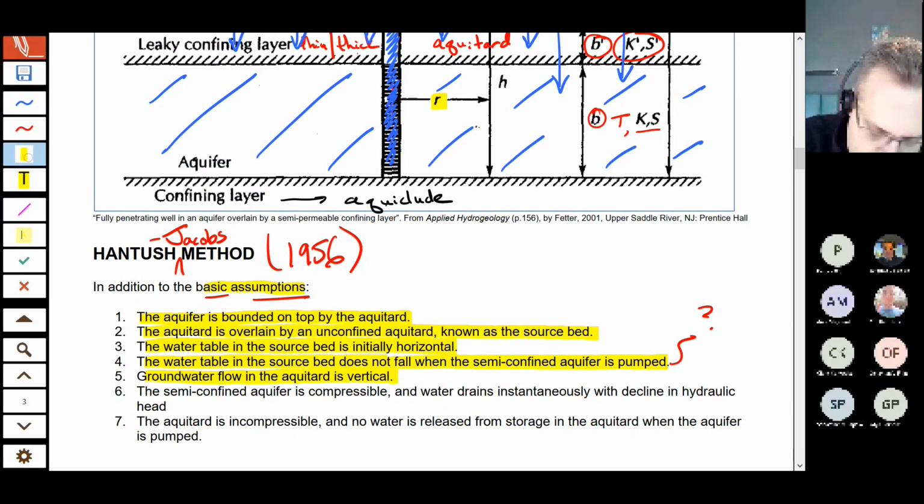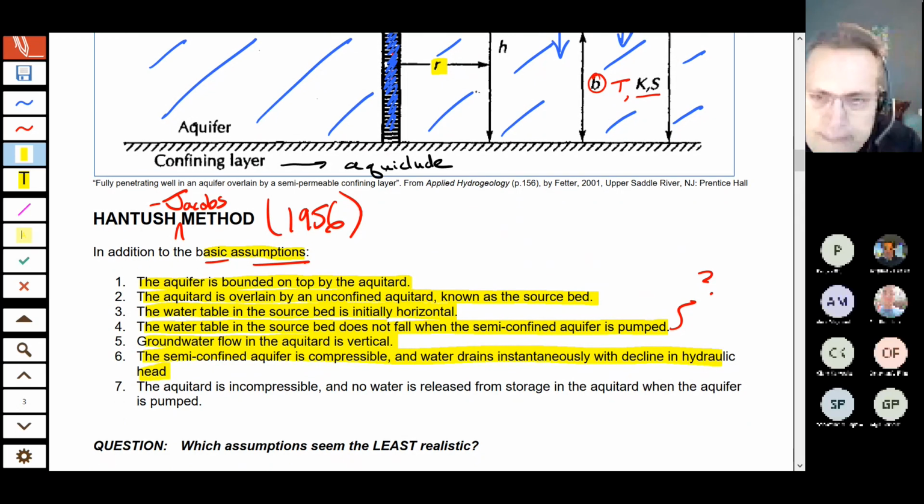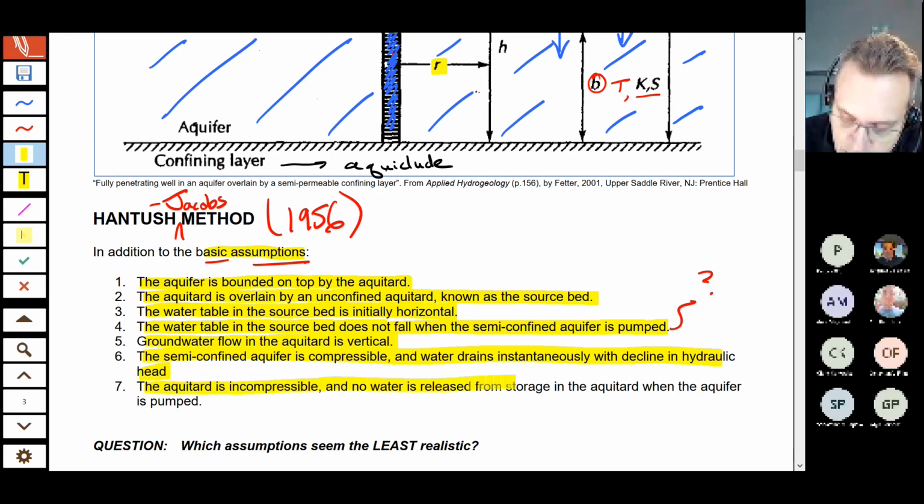The semi-confined aquifer is compressible and water drains instantaneously with a decline in hydraulic head. Basically, that's saying that we have elastic storage, and as we get a decompression of the aquifer, the water is just coming out due to elastic storage, and that's a basic principle of how water is produced from a confined or a semi-confined aquifer anyways. And as we say here, the aquitard itself is incompressible.